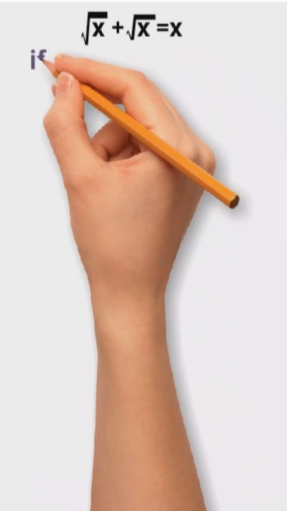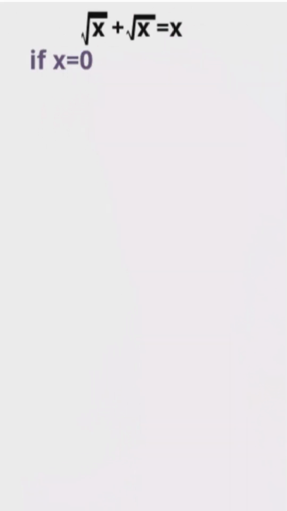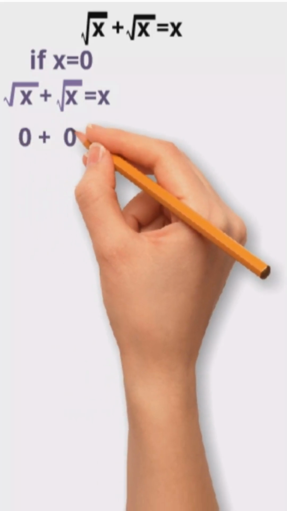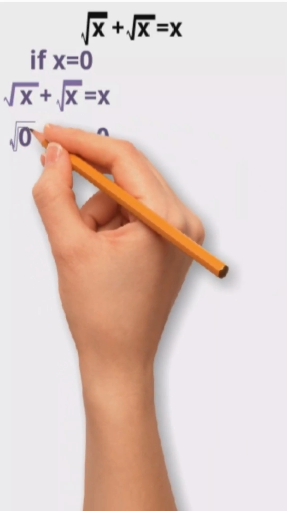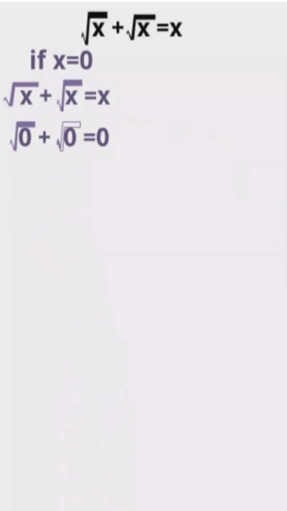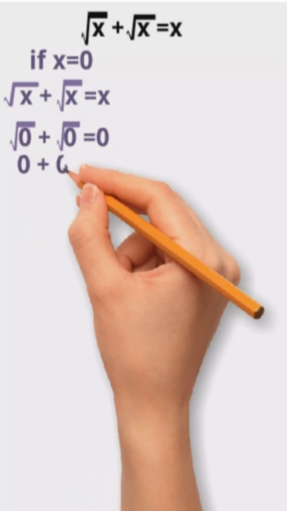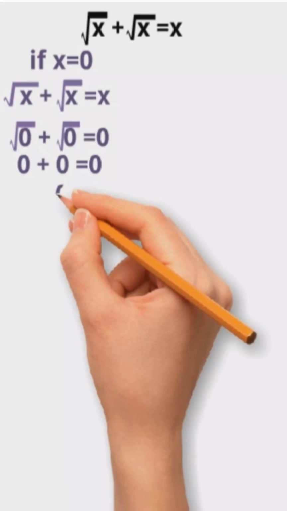Let's check. 1, x equals 0. We use the equation, which is square root of x plus square root of x equals x. Thereafter, we put 0 wherever there is x in the equation. Square root of 0 plus square root of 0 equals 0. We find the square roots of zeros, which are zeros. Hence, the expression will be 0 plus 0 equals 0.